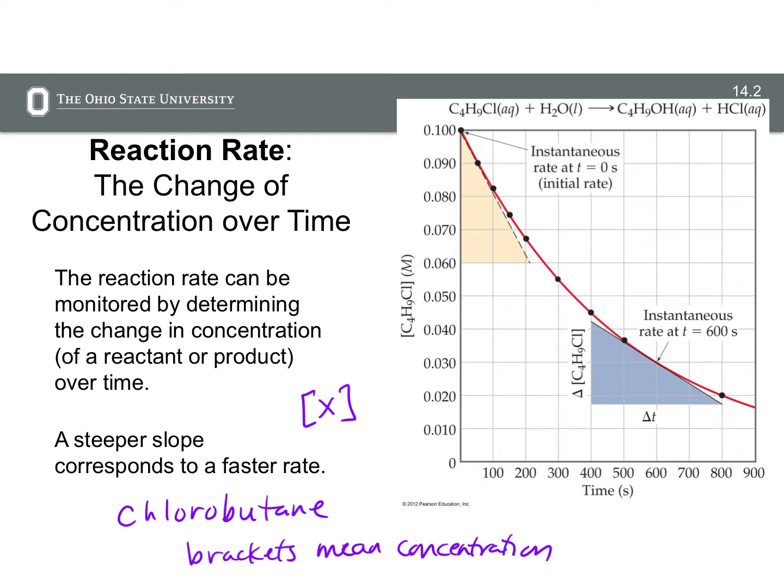So on our x-axis, we have chlorobutane in brackets, so that's concentration of chlorobutane. Given the way this plot looks, what's happening to the concentration of chlorobutane as the reaction proceeds? It's decreasing, right? Yeah, so it's decreasing over time. Here we have just over a course of 900 seconds a way of looking at the concentration.